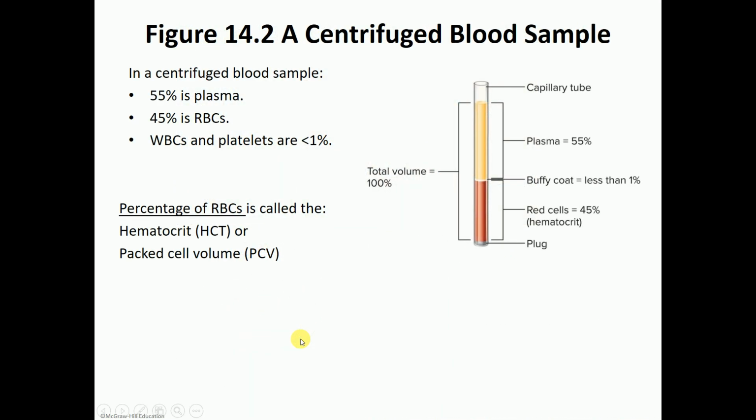So looking at the centrifuged blood sample, you'll find that 55% of blood is made out of plasma, while 45% of blood is made out of red cells, and then the buffy coat is usually less than 1%. Okay, and you can see here that the red cells, we're giving it in a percentage form, not in a count form. So we're not counting how many RBCs we have. It's a percentage of the RBCs in relationship to the total volume of blood. And that percentage of RBCs is known as the hematocrit or a packed cell volume. So again, hematocrit or your packed cell volume is a percentage and not a number of RBCs.